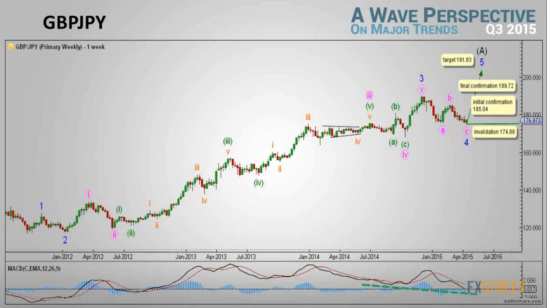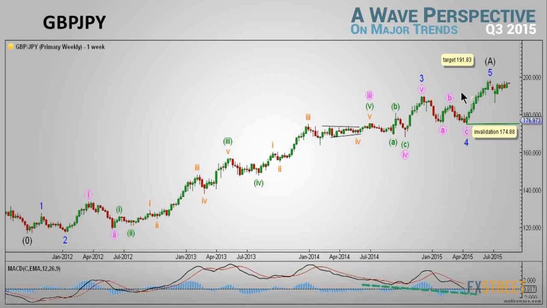As usual, we will start with what we expected from the British pound Japanese yen and see how it unfolded so far. To start with, we expected British pound Japanese yen to unfold toward the upside to reach a target at 191.83 only after moving above its confirmation point at 185.04, and the final confirmation point was further up at 189.72. British pound Japanese yen unfolded as expected and exceeded its target toward the upside.